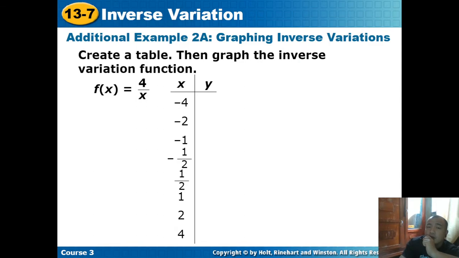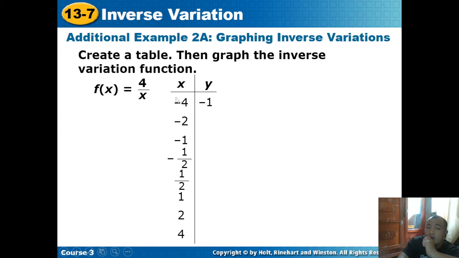Sample 2a, graphing inverse variation. Okay, let's create a table, then graph the inverse variation function. For x values, you have negative 4, negative 2, negative 1, negative 1 half, 1 half, 1, 2, 4. And substitute for y in the function y equals 4 over x.